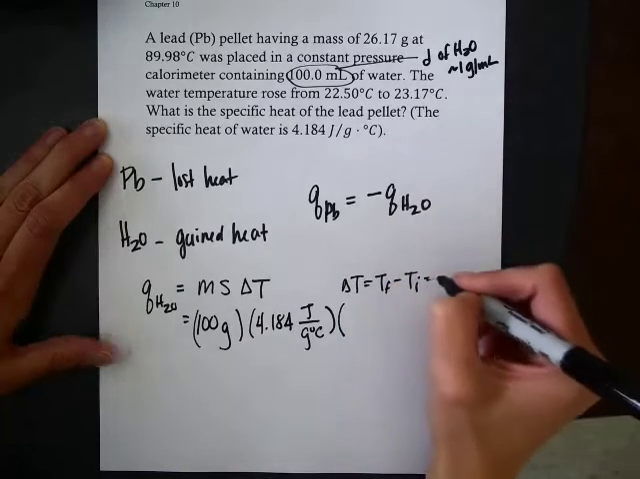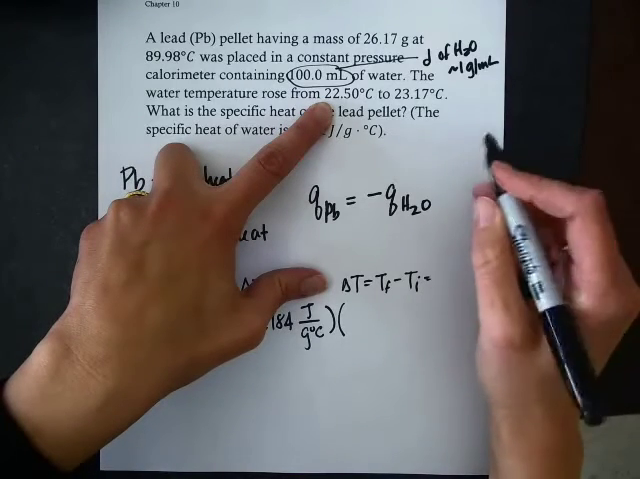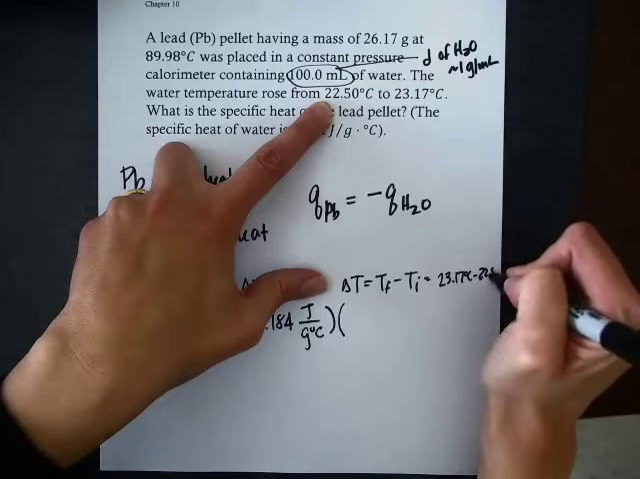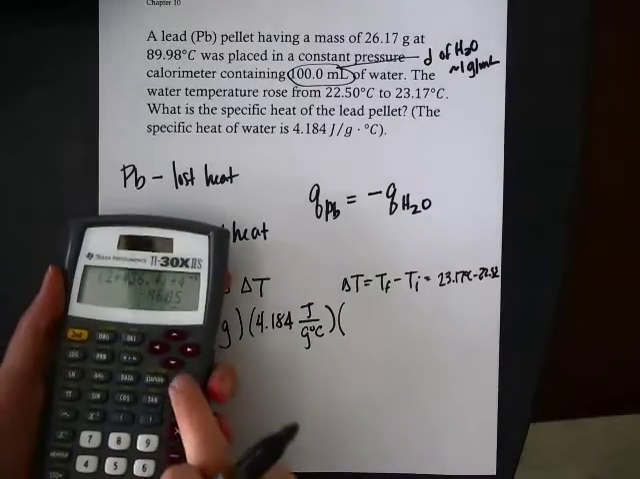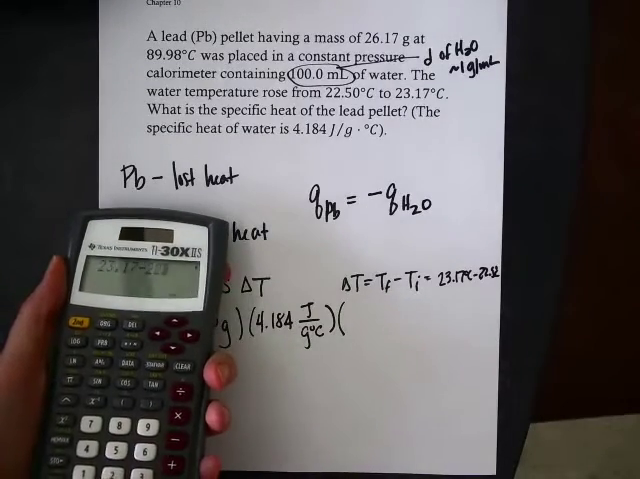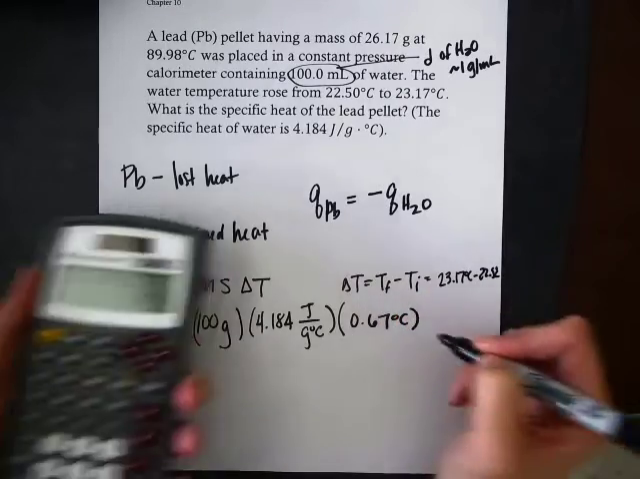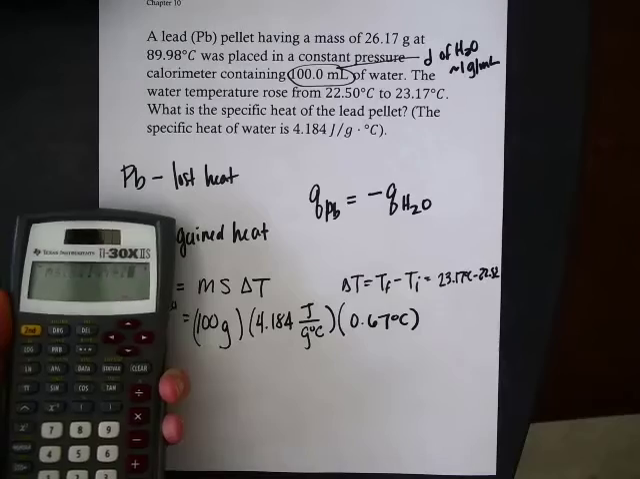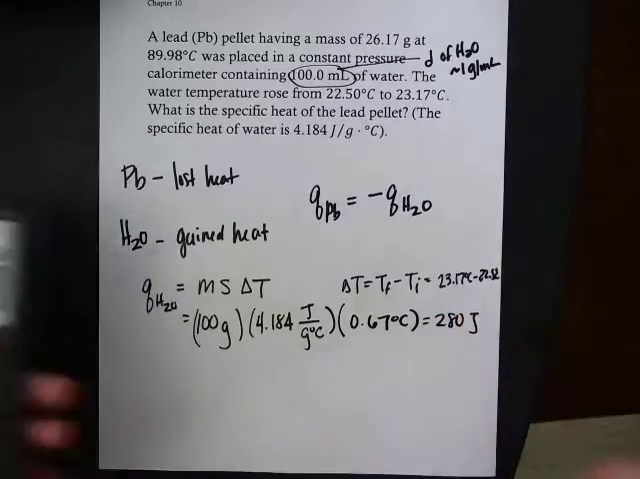The final temperature for the water is 23.17 and the initial is 22.15, so it'll be a positive number, 1.02 degrees Celsius. And I see my grams cancel here, my degrees Celsius cancels, so I just put this in my calculator and I will have an answer in joules, and it's 280 joules.